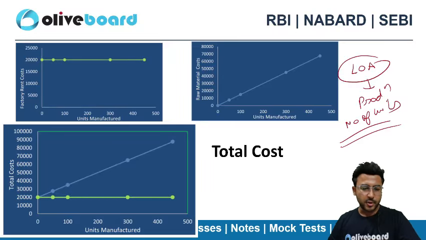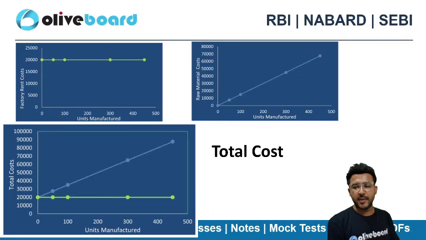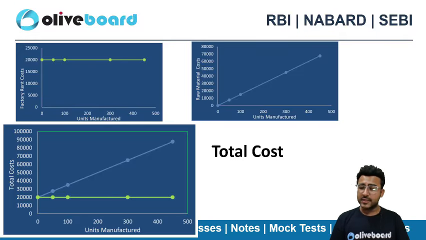Right? That's a separate concept. Inflation is a separate concept. Every cost will increase in that manner because of inflation. But here in costing, we are only concerned with the level of activity. If your cost is changing as per the level of activity, that's a variable cost. If it is not changing, then that's a fixed cost. Okay? That's the logic.